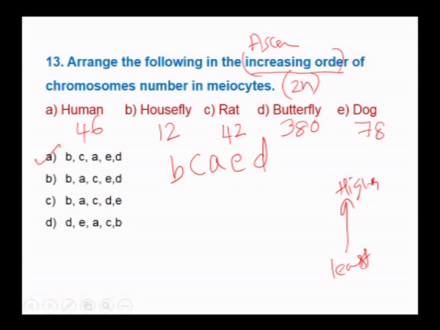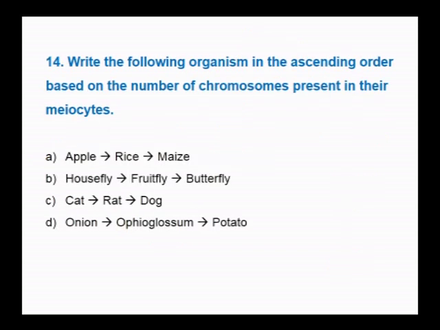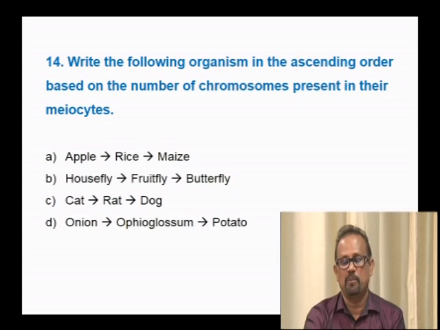Suppose the question is in the descending order, then your answer should be D, A, C, B. D, A, C, B if the question is descending order. So for this question, the answer is A. We shall move on to the next question. Write the following organisms in the ascending order based on the number of chromosomes present in their meiocyte. So it is another way of asking the same question.